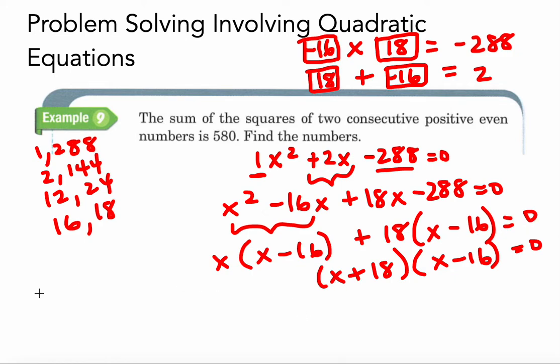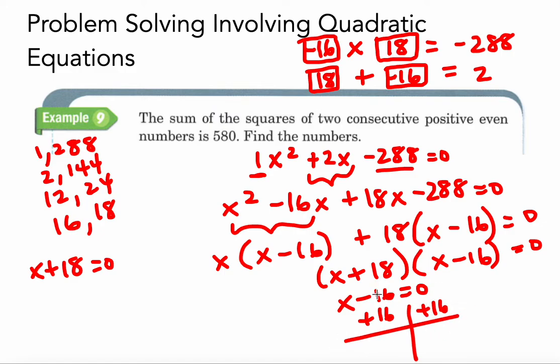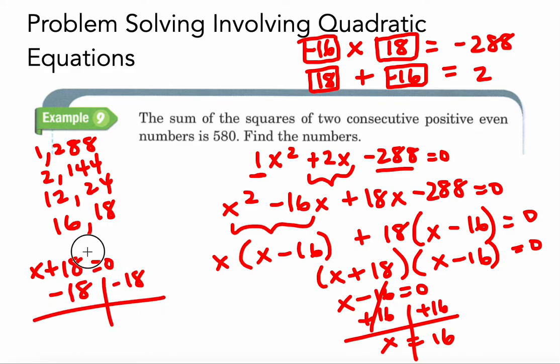Each of them have to be set equal to 0. So x plus 18 equals 0, and x minus 16 equals 0. We'll use a space over here. Plus 16 plus 16. So x equals 16 is one possibility. Or x equals negative 18. Okay, so we have two possible answers for the first number.